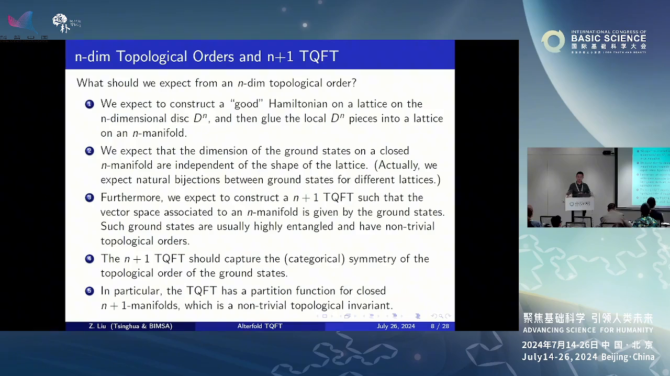And then we want to glue the local n-disk pieces into a global n-manifold. Then we get the lattice on the manifold, and we get some global structure. In particular, we should have an invariant of such n-manifolds. For example, we can look at the ground states of this Hamiltonian and count the dimension of the ground states on the manifold. To ensure this is something topological, we want to require that the ground state degeneracy is independent of the shape of the lattice.